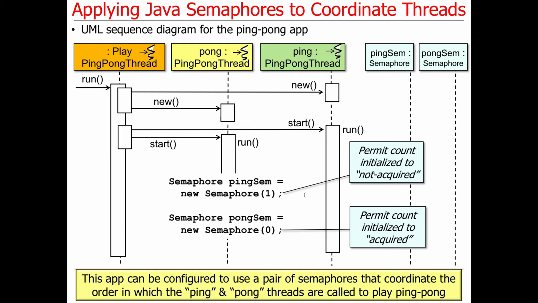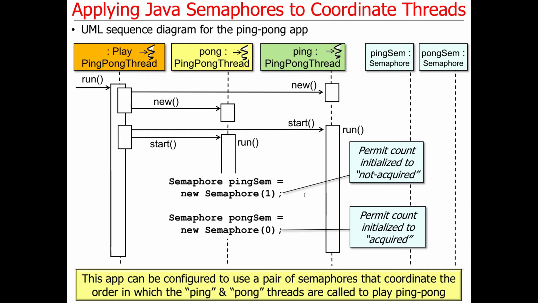So if you create a semaphore with a count of 1, what that means is if anybody tries to acquire it, they'll always succeed because it starts out not acquired, or unlocked. Conversely, the pong semaphore starts out with an initial count of 0 because that one's intended to be acquired, or locked. So what's going to happen here is that the 2 threads will start up.